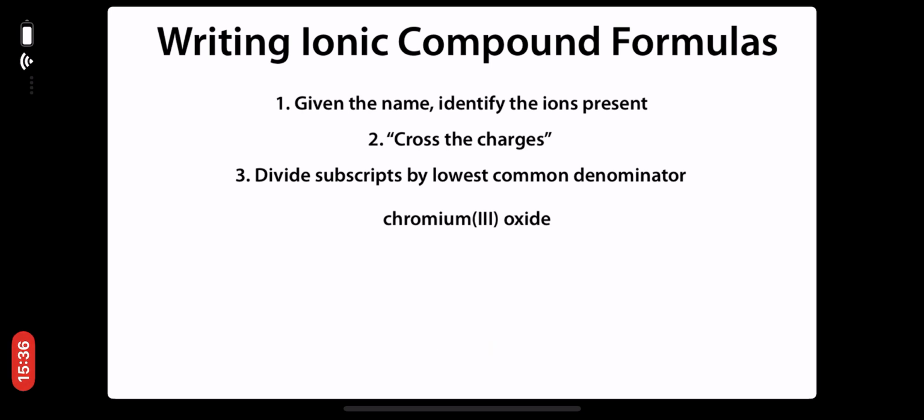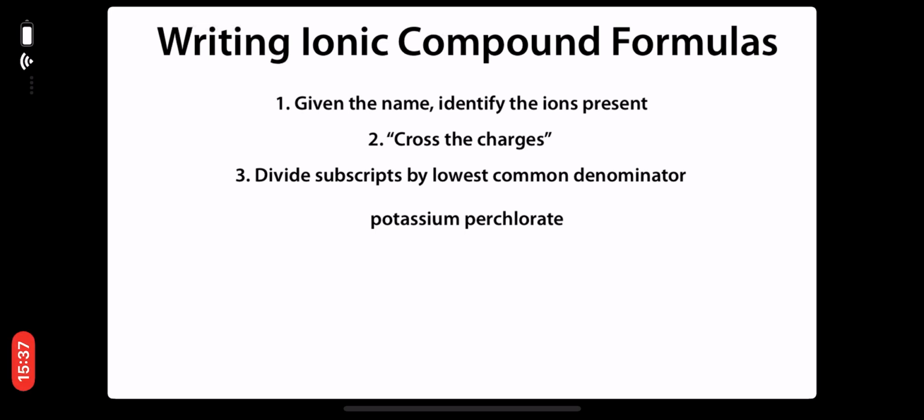Next, chromium(III) oxide. Chromium(III) is Cr3+, and oxide is O2-. We cross the charges to get Cr2O3. The lowest common denominator of 2 and 3 is 1, so we divide 2 by 1 and 3 by 1 to get the same answer, Cr2O3.